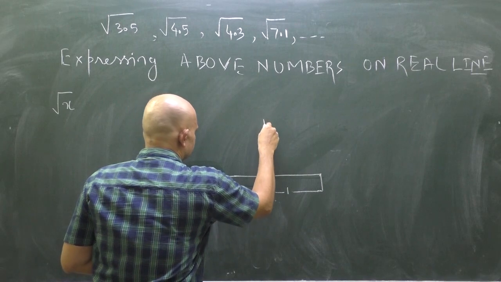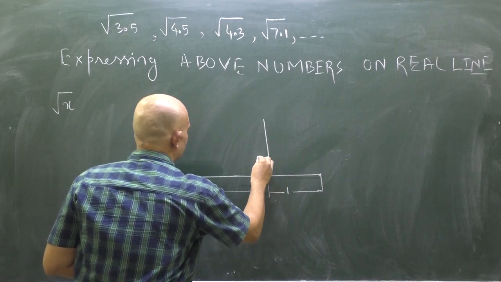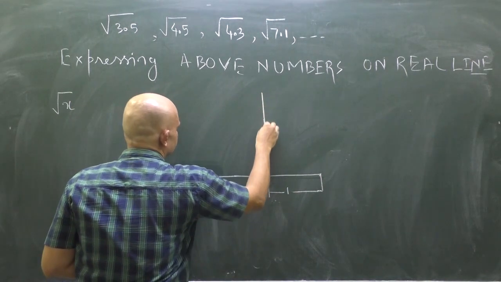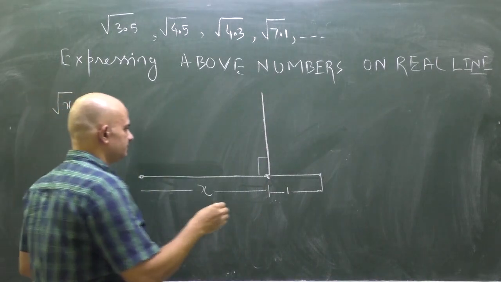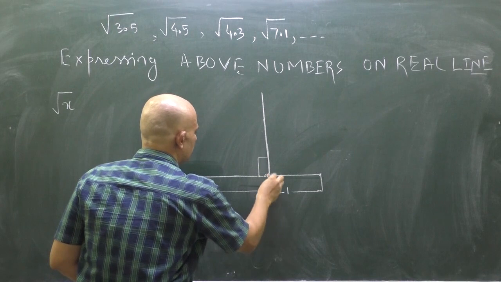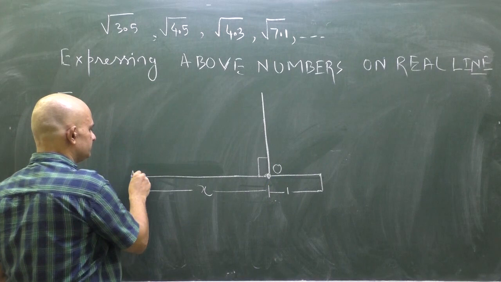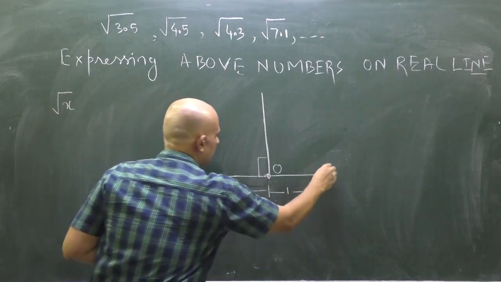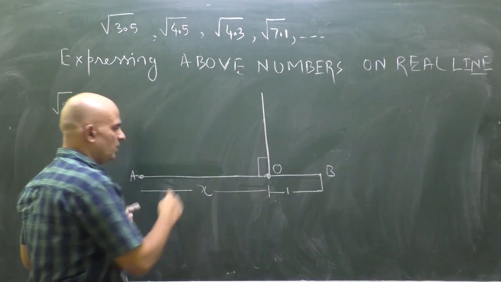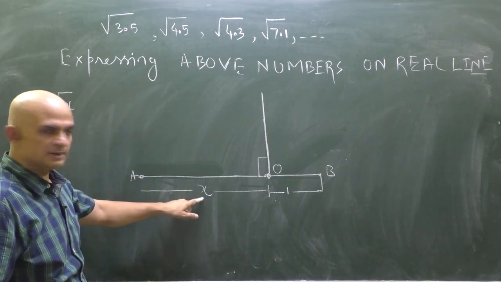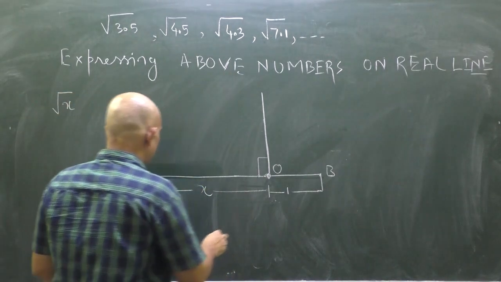Draw a perpendicular at this point. Let this point be O, this be A and this be B. What is AO? AO is x.